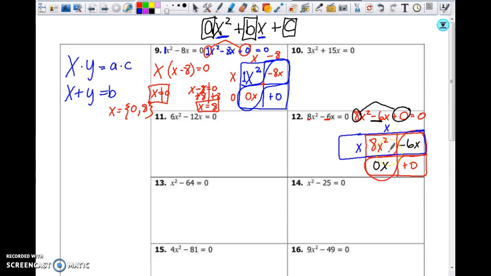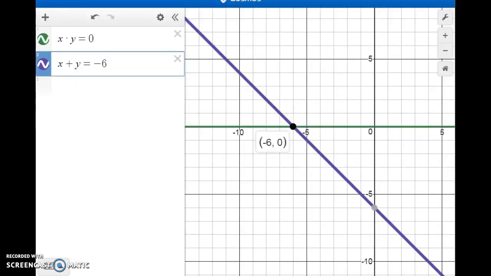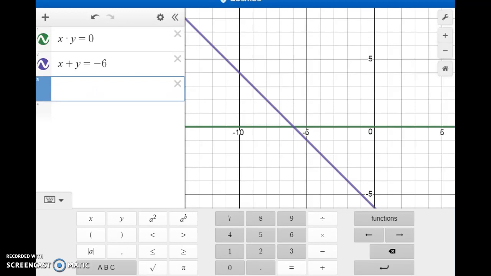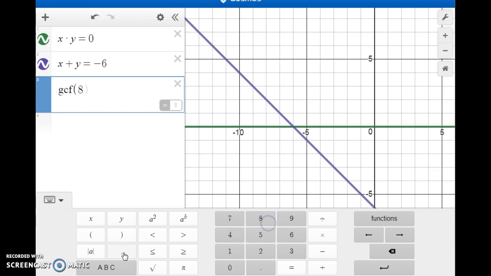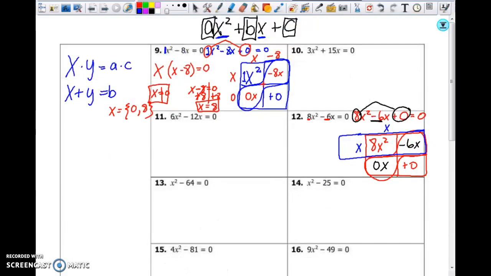What number do they have in common? What's the greatest common factor that they have? If you don't remember, you can ask your calculator how to find a greatest common factor. So remember, in order to find the greatest common factor, you type in GCF, it'll do it for you, right? And your numbers were 8, 6, or negative 6, doesn't matter. And the greatest number we can take out was a 2. So now this is how we break it up.